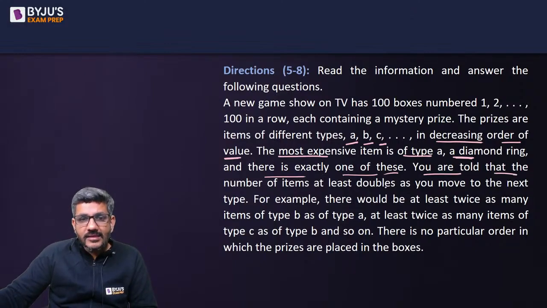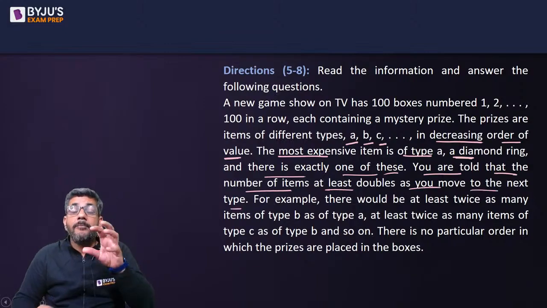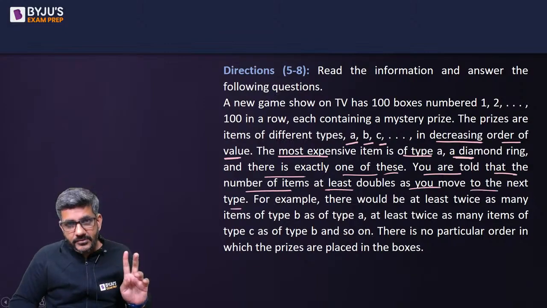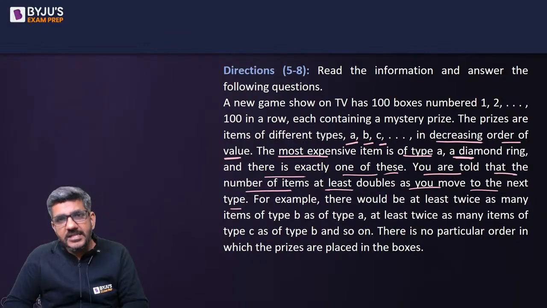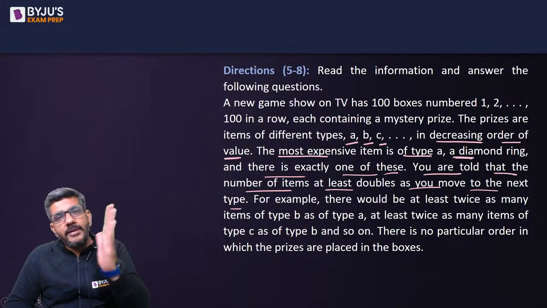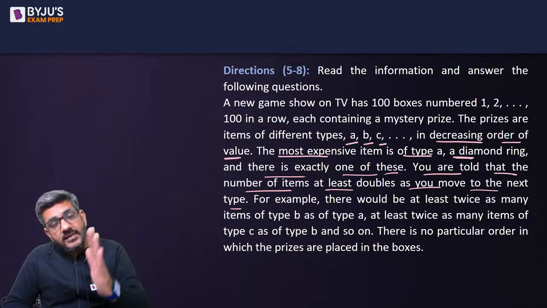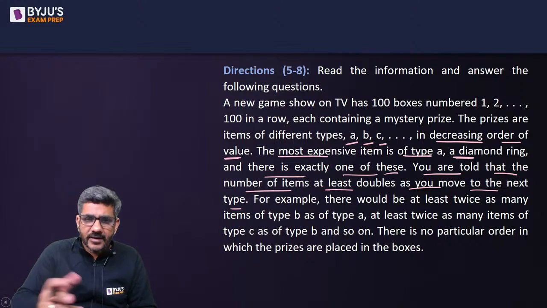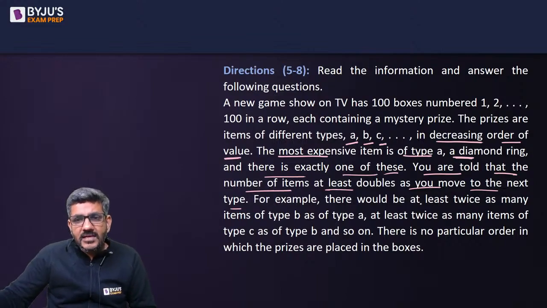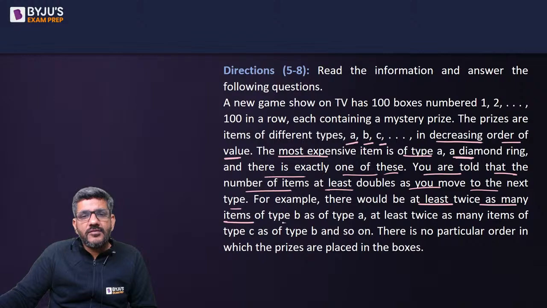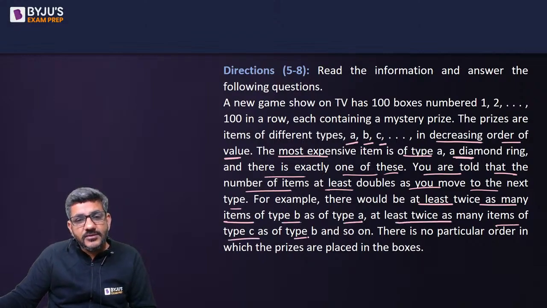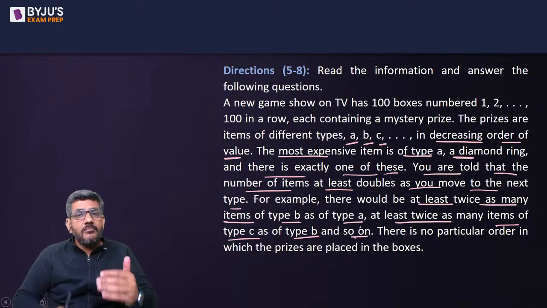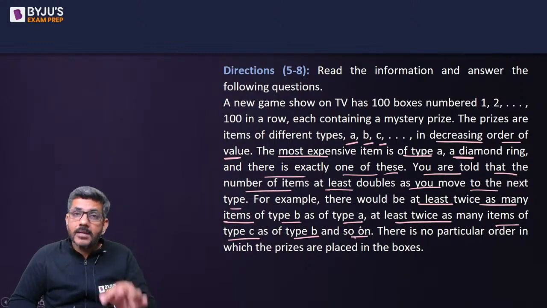You are told that the number of items at least doubles as you move to the next type. That means for type B, we will have at least 2 items. For type C, we will have at least 4. If B is 2, then C would be at least 4. If C is 4, then D would be at least 8. If C is 5, then D would be at least 10. That way, it will be at least doubled. For example, there would be at least twice as many items of type B as of type A, at least twice as many items of type C as of type B, and so on. तो हर बार अगला नंबर पहले वाले के minimum double आना चाहिए.